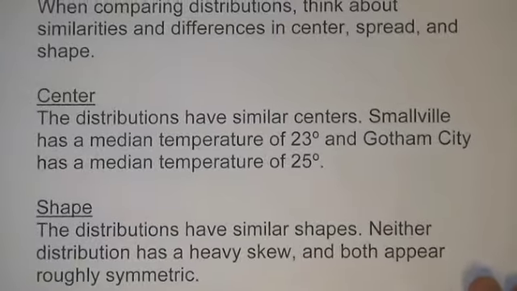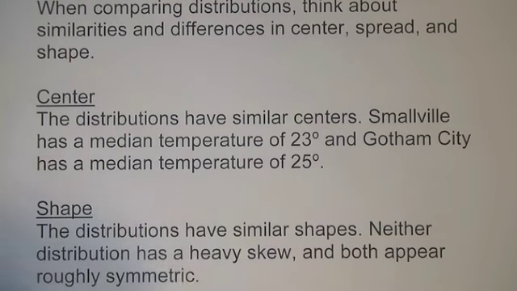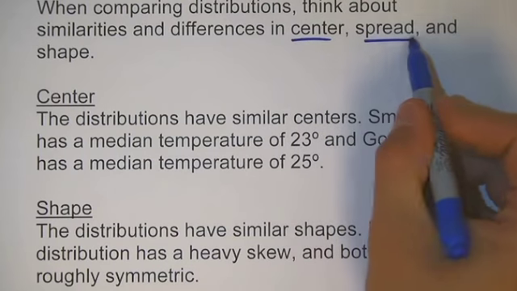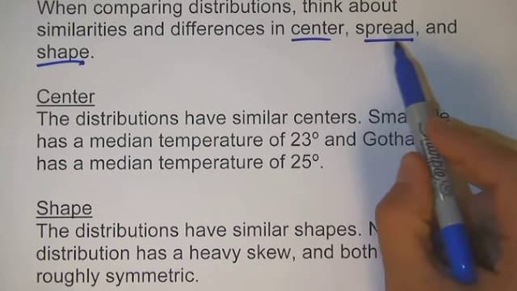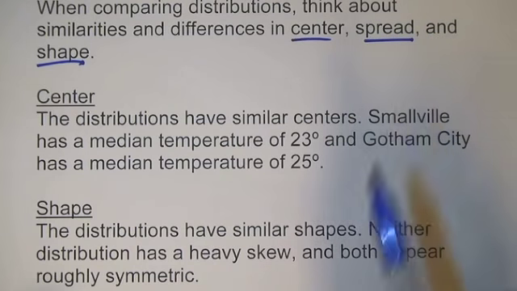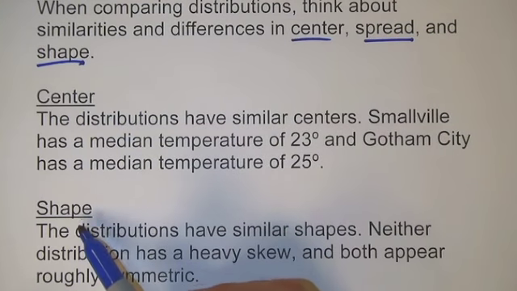Okay, so remember when we're comparing distributions, there are three things to look at. We want to think about the similarities and differences in the center, the spread, and the shape. Spread, remember, another term for that is variation. So let's start by comparing the center and the shape.